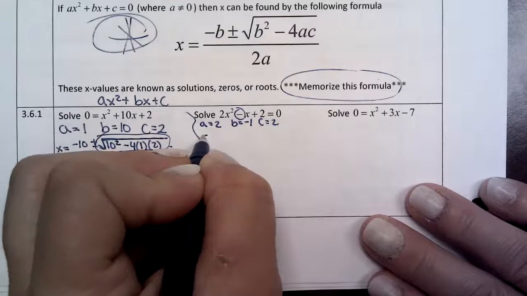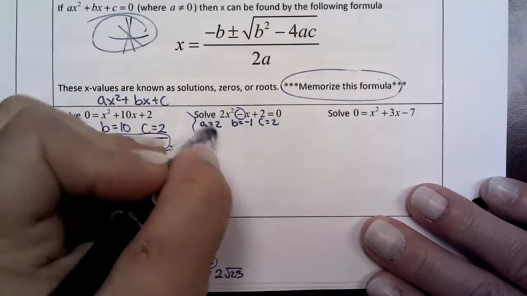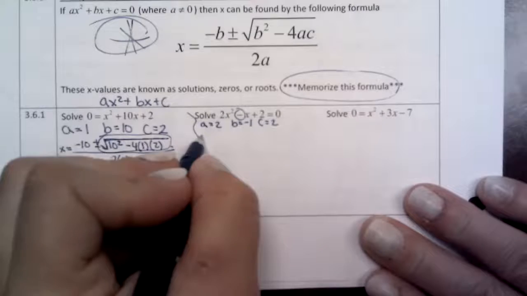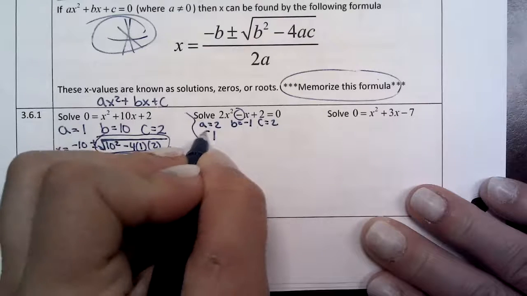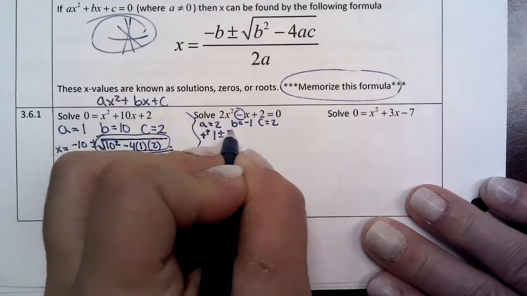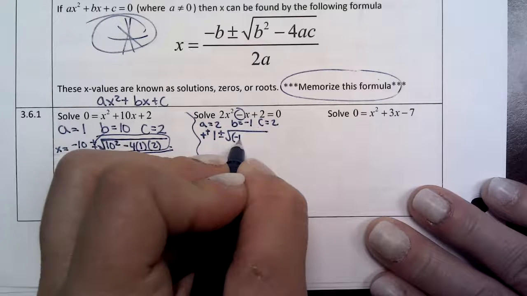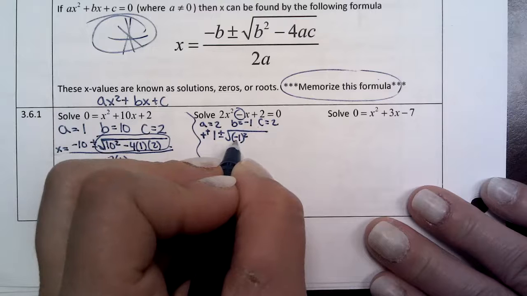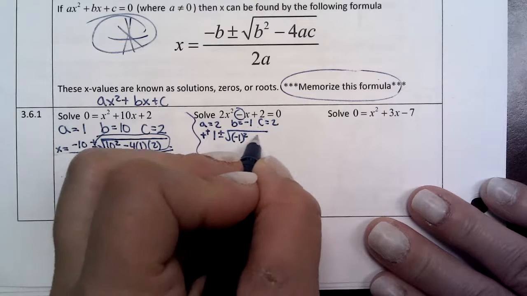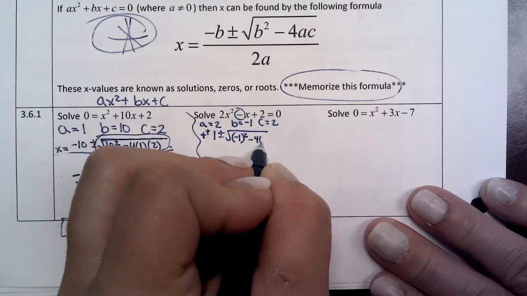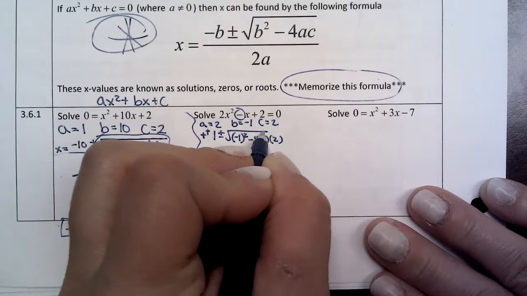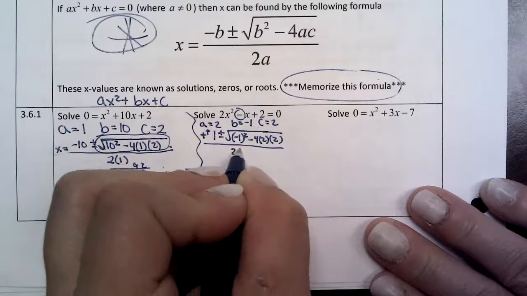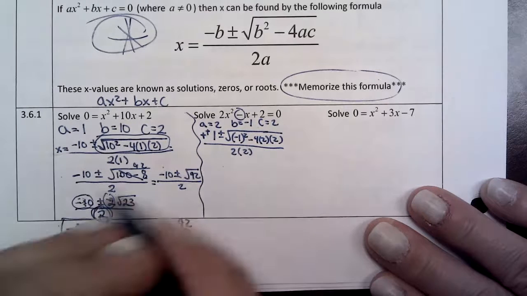So I have negative B. That's going to be negative negative 1, which is a positive 1, plus or minus the square root of negative 1 squared. Really important: if you're using your calculator, that negative 1 has to go in parentheses before you square it. Minus 4 times 2 times 2, all over 2 times my a value, which is 2.